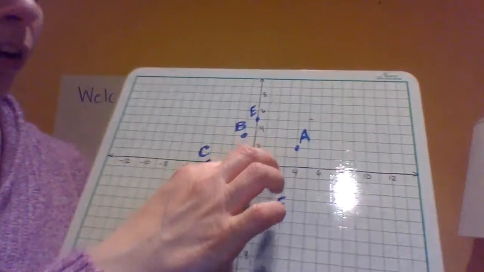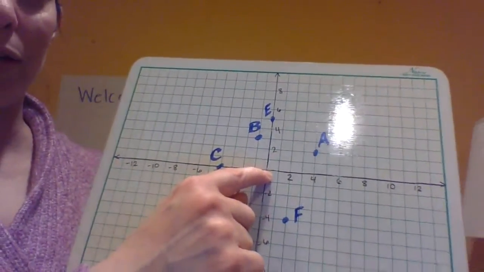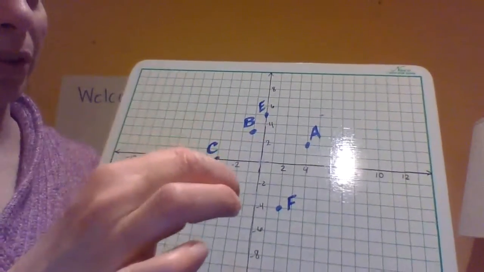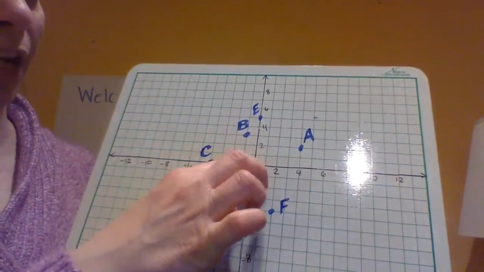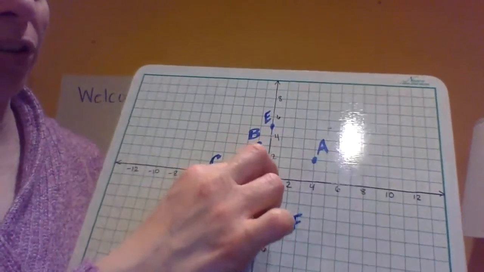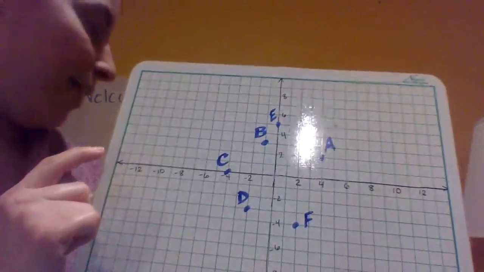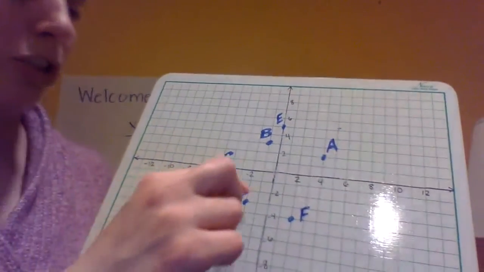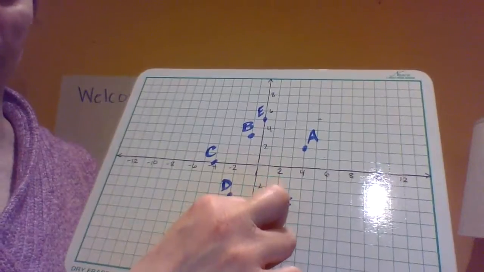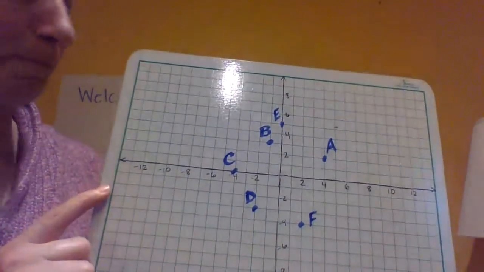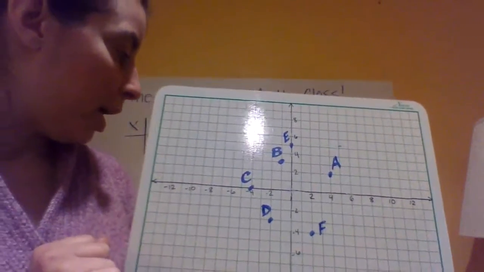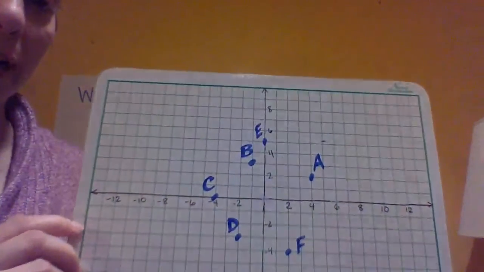E is 0, 5. These are the ones that people tend to have the most trouble with. People see that 0 and kind of skip over it in their head and say, oh, we're moving 5. But remember, the 0 tells us 0 left and right, up 5. And then F is 2, -4. Okay. So hopefully you got those correct for the graphing.